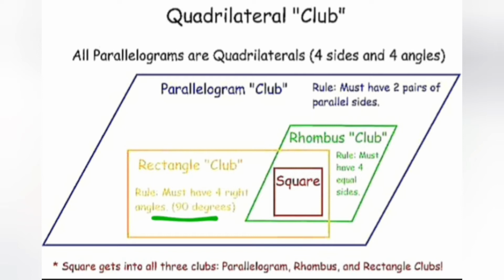So 4 right angles किस में होते हैं? स्क्वायर में और रेक्टेंगल में. सो इसीलिए रेक्टेंगल क्लब में सिर्फ स्क्वायर आएगा और रेक्टेंगल आएगा. Okay, so that's why square is also a subset of rectangle.